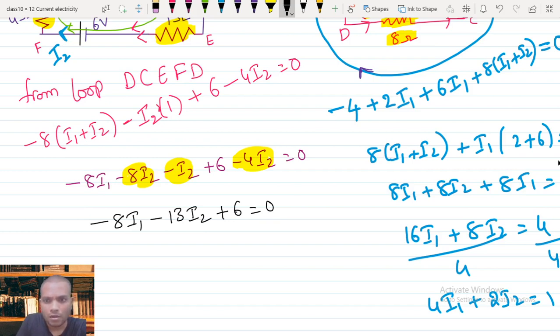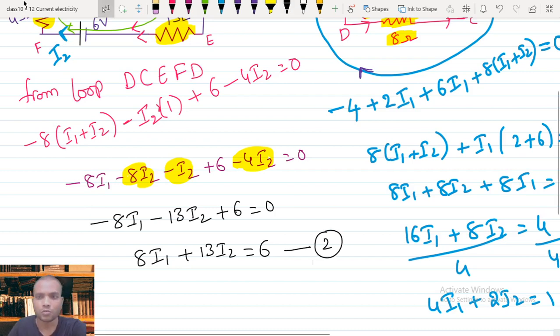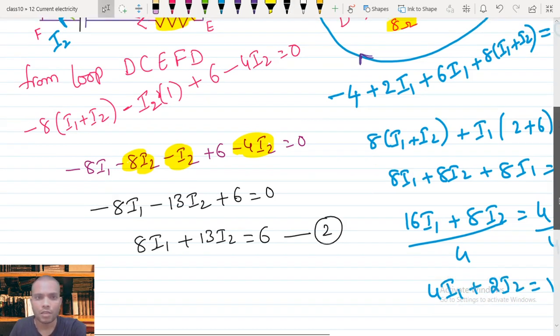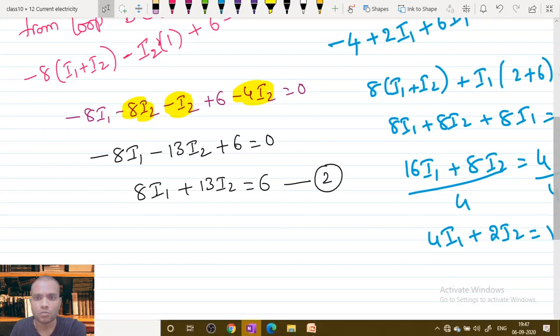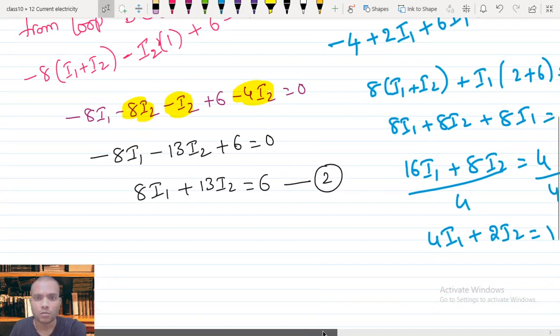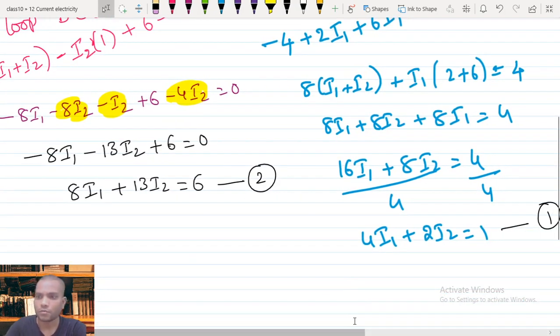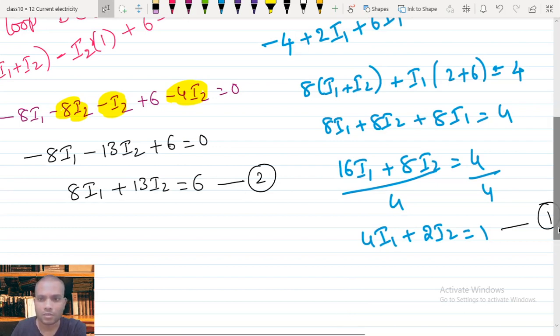Now we will rearrange this equation and we can write that 8I1 plus 13I2 equals 6. So you can take that as equation 2. Now here our task is to solve these two equations.